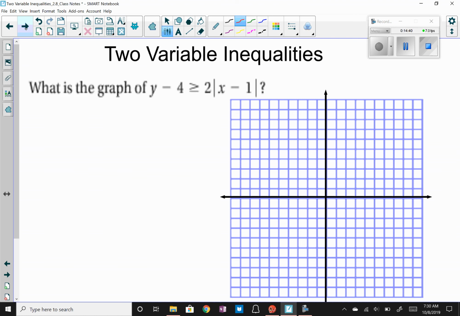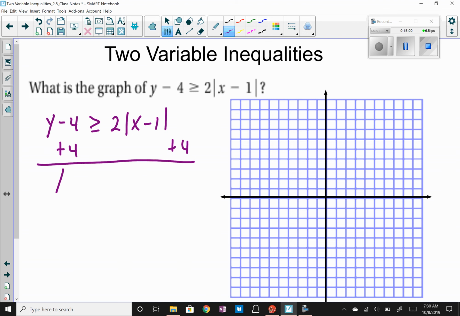All right, same thing here. We have y minus 4 is greater than or equal to 2 times the absolute value of x minus 1. Okay, so next thing we want to do here is to make sure we get rid of this 4. So now we have y is greater than or equal to 2 times the absolute value of x minus 1 plus 4.